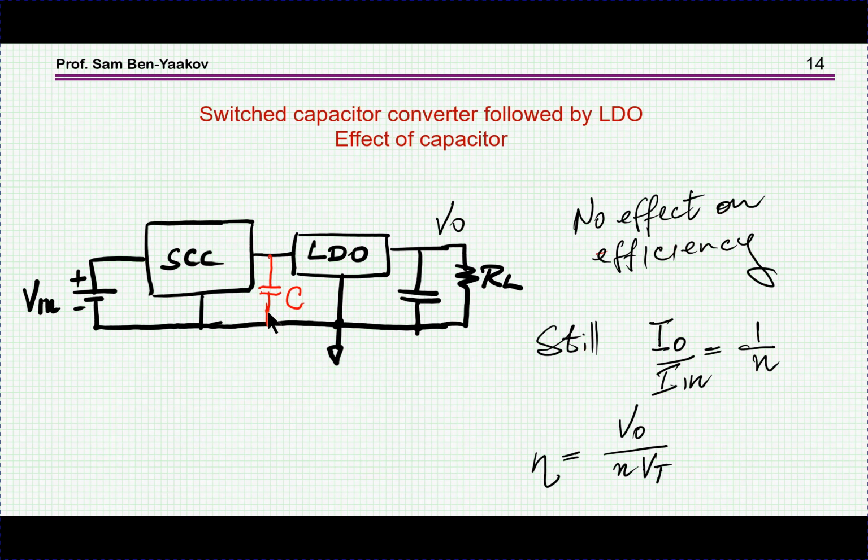Now what happens if I put a capacitor here? Well, really nothing in terms of efficiency, because it may smooth the waveform and avoid the pulsation. But when you talk about the current coming in and coming out, there's no DC current through the capacitor, so it really doesn't matter, and therefore it is exactly the same.